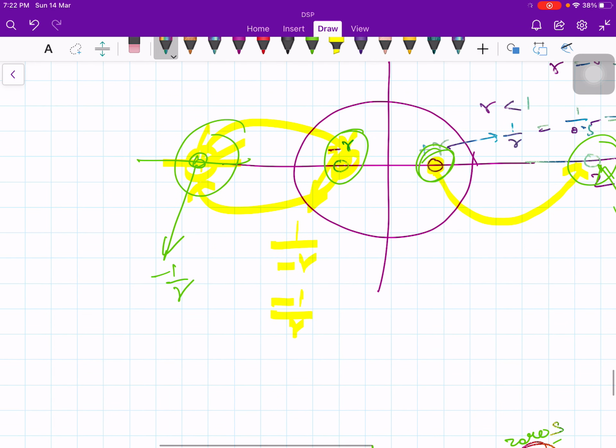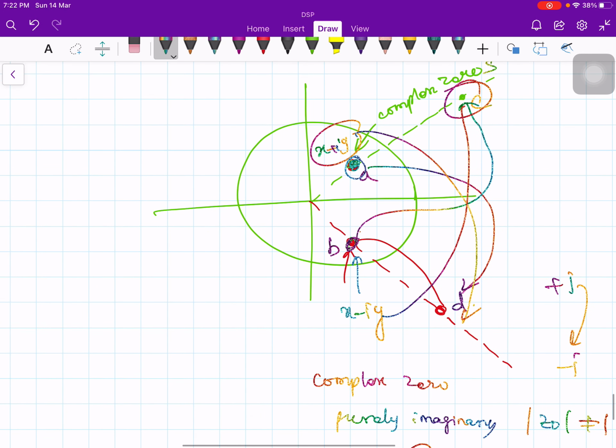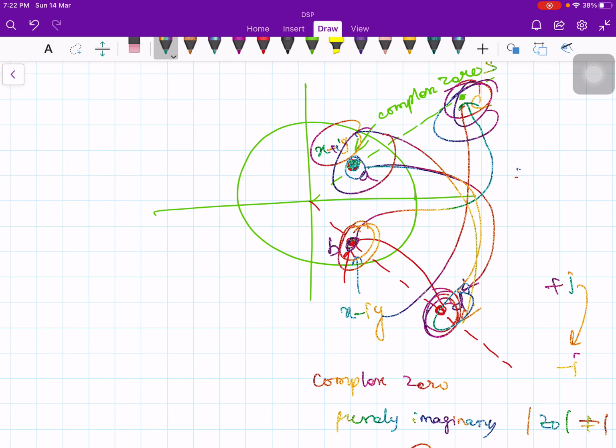Similarly, if you take here, there are two complex zeros, and the corresponding reciprocal is here and the reciprocal is here. Again, I have 4 locations. Here also it occurs 4 zeros. That means it is the quad. That's it.